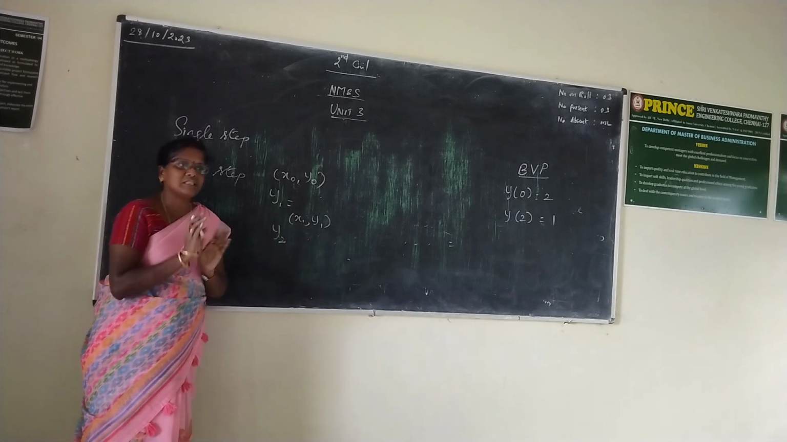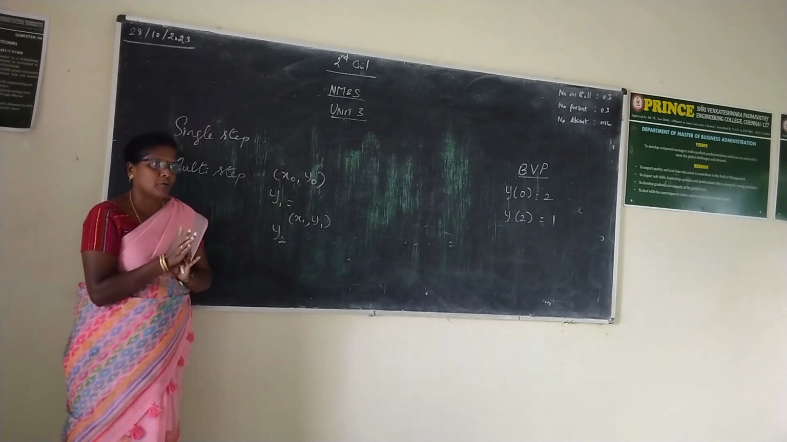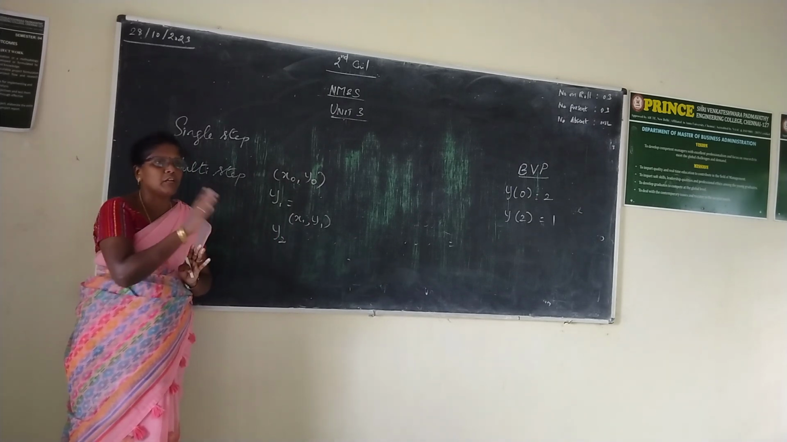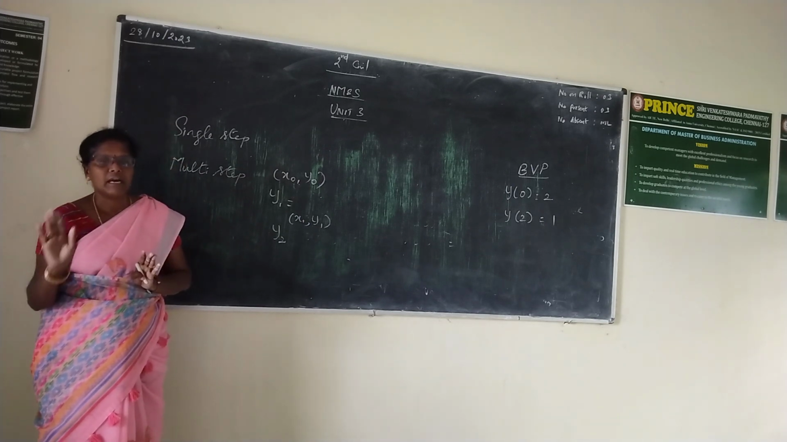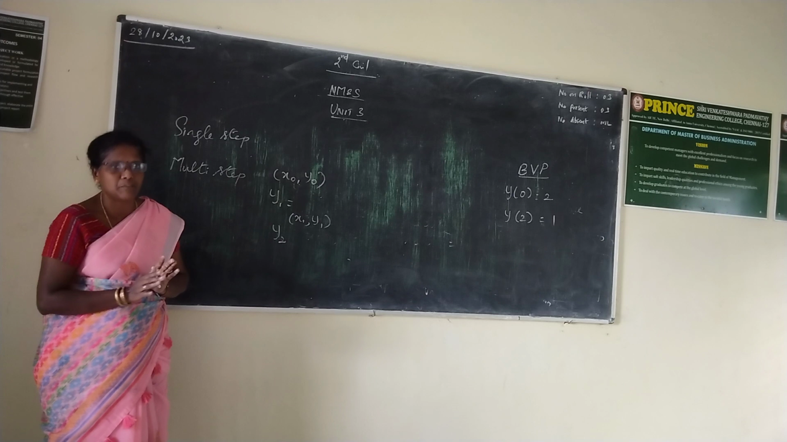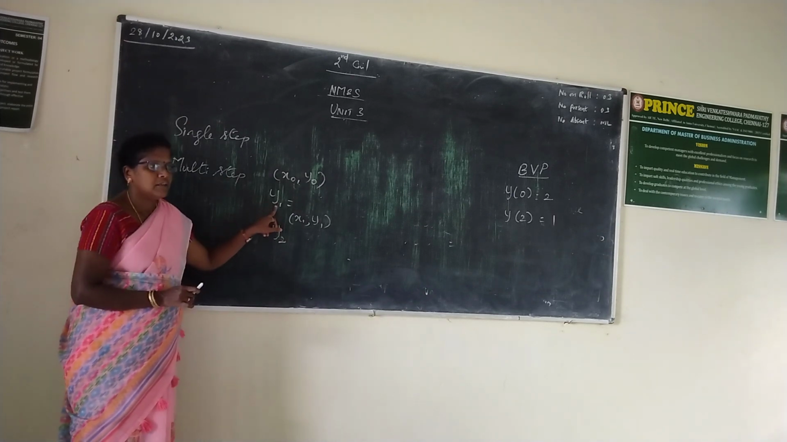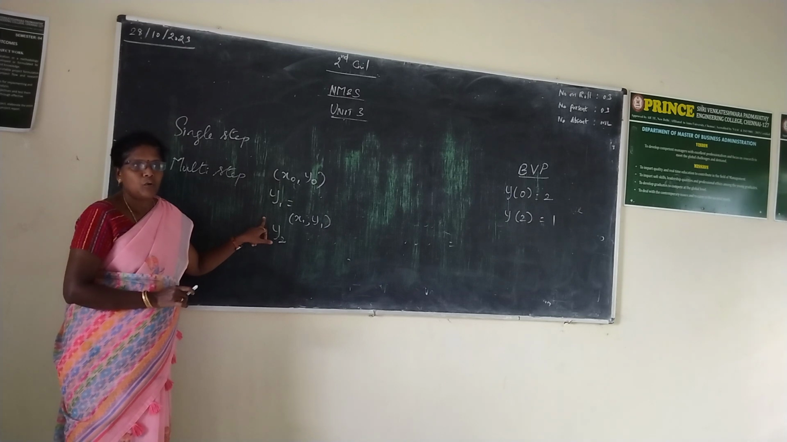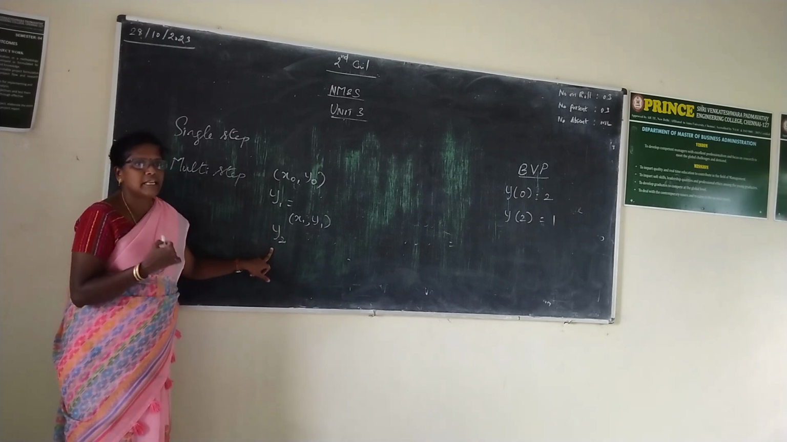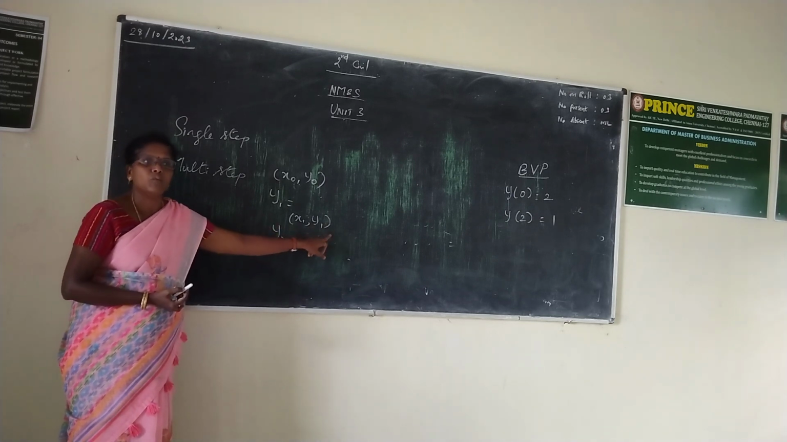Listen, to find one unknown in a single step method, it is enough if I know only the previous point. I don't need to know the points before that. In that case, it is called a single step method. To find y1, if I know x0 and y0, I can find y1. To find y2, it is enough if I know x1 and y1.